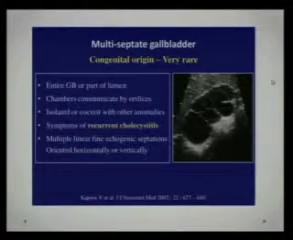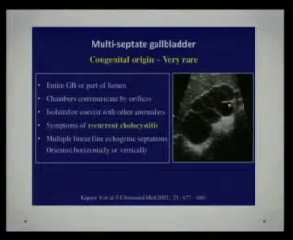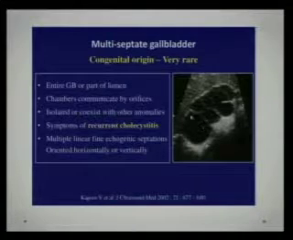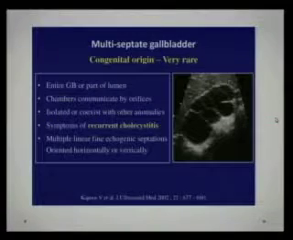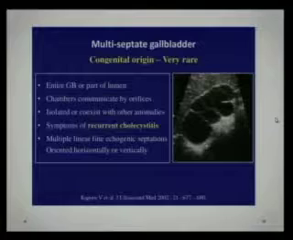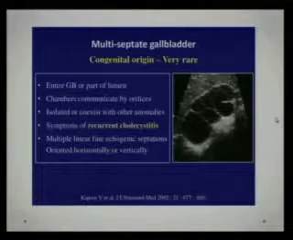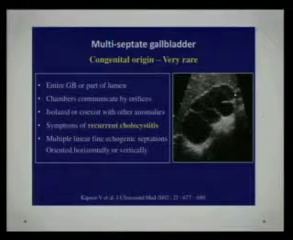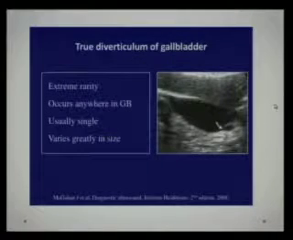A multiseptate gallbladder, it's a congenital variation. As you can see, you see a distended gallbladder with multiple folds that appear to be complete. They are complete folds, not incomplete folds, and they cause what is known as compartmentalization of the gallbladder. It may involve the entire gallbladder or part of the lumen of the gallbladder. The chambers communicate by orifices. They could be isolated or coexist with other anomalies, and symptoms of recurrent acute cholecystitis. Multiple linear fine echogenic septations oriented horizontally or vertically, that's what the finding is in patients with multiseptate gallbladder.